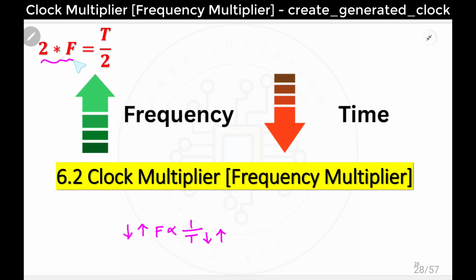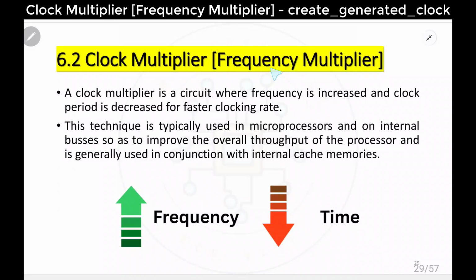So frequency multiplier means whenever you are multiplying frequency, time period will get divided by the factor which you are using here. Here I am taking 2. Suppose it is 4 times frequency, then time period will get divided by 4. A clock multiplier is a circuit where frequency is increased and clock period is decreased for a faster clocking rate.